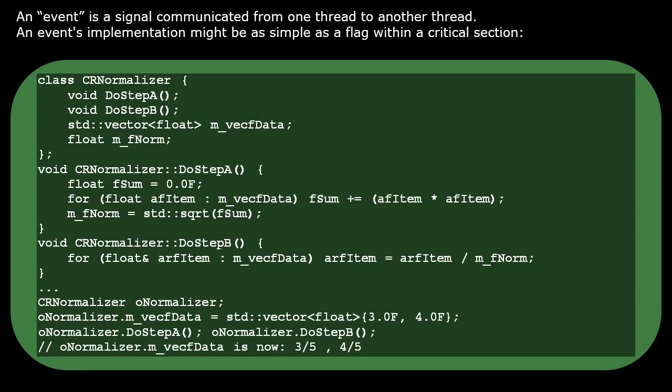Let's consider this example program which normalizes a vector. First, it does step A, which computes the norm as the square root of the sum of the square of the items. Then it does step B, which divides each item by that norm. That norm is stored as a data member named m_fNorm.